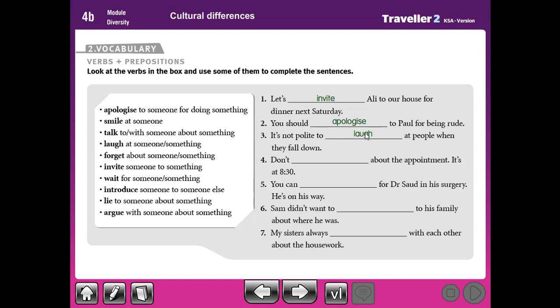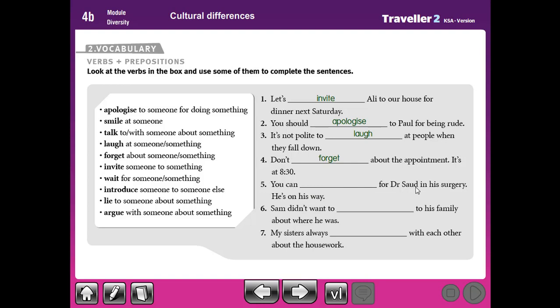Right? So how do I know the suitable verb here? With prepositions, first of all, you have to know which preposition you have. So apologize to, right? Invite someone to, laugh at someone, right? And the next one, to know the whole meaning of the sentence or the context. So you have to know the context, and then you have to know the verb from the preposition you have, right? Don't forget about the appointment. It's 8:30. Don't forget about, right? So we have forget about here, right?